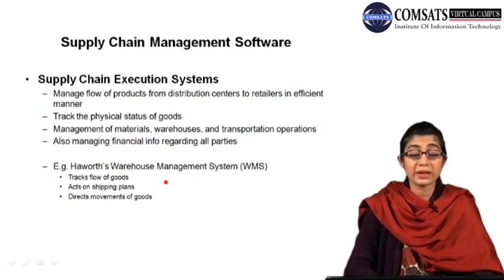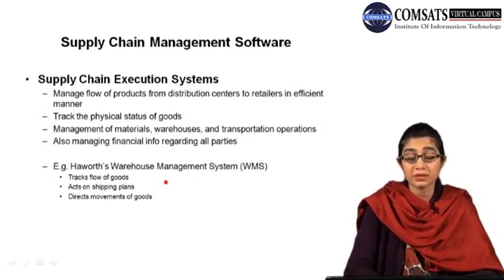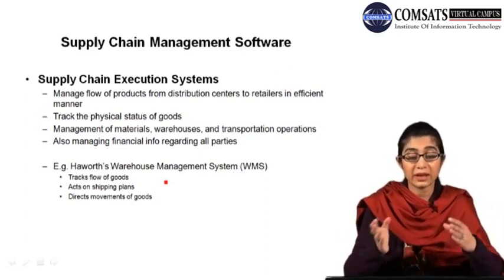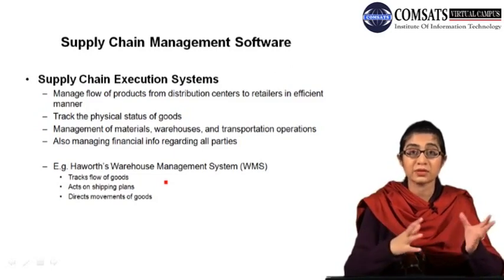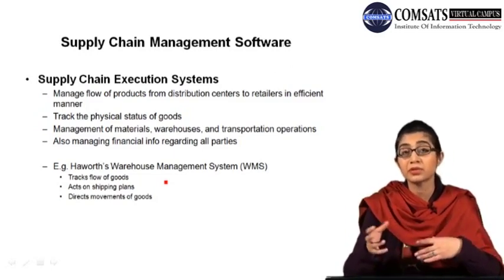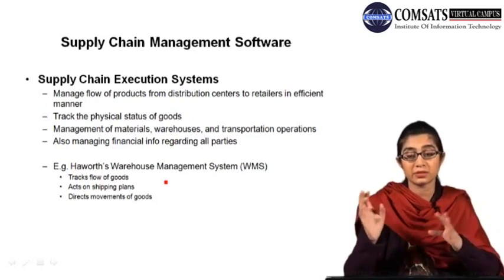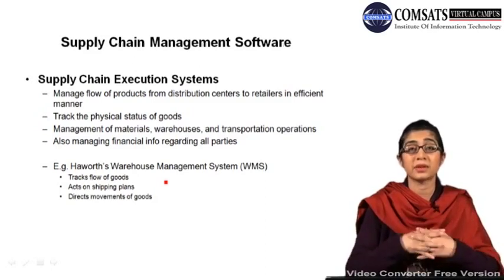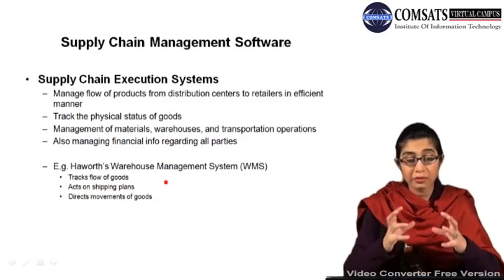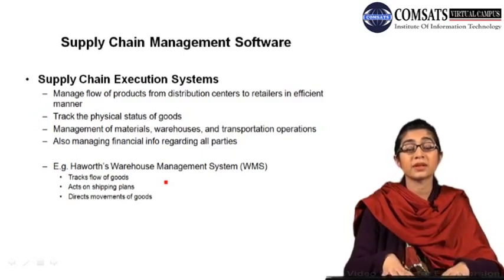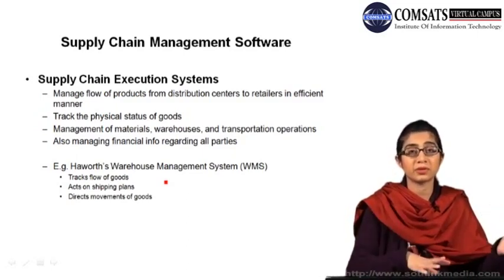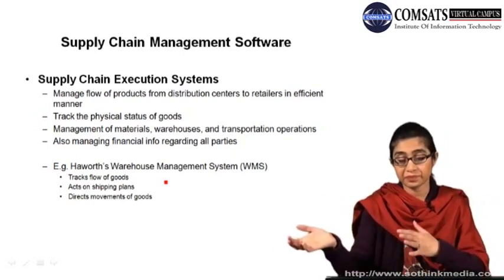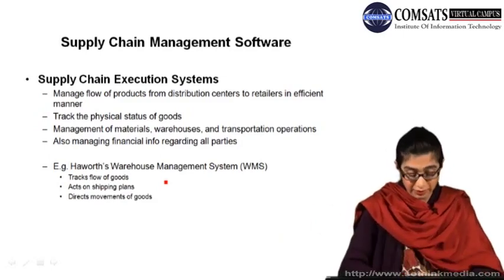For example, there is a warehouse management system, which is called WMS, that is responsible for tracking the flow of goods, acts on shipping plans, and is also responsible for directing the movement of goods from the distribution centers to the retailers. So supply chain execution systems and supply chain planning systems both work together to manage the supply chain right from the raw materials creation to delivering the products to the customer.